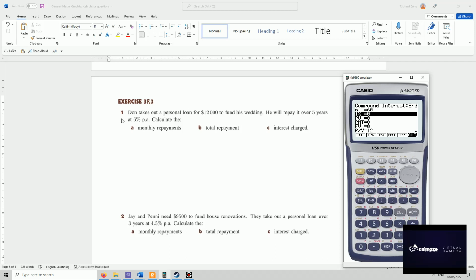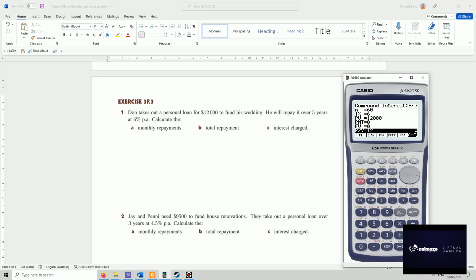Right, the I. 6%. Now, here it's already in percentage, so we just type 6. PV. It's a personal loan. So I've taken out the money. So I have the money, 12,000. Payment is what we're looking for. So we'll just leave it as 0 in the first step. Tricky. Here we will pay it off in 5 years. What should the future value be after 5 years? We want the future value to be 0 after 5 years.